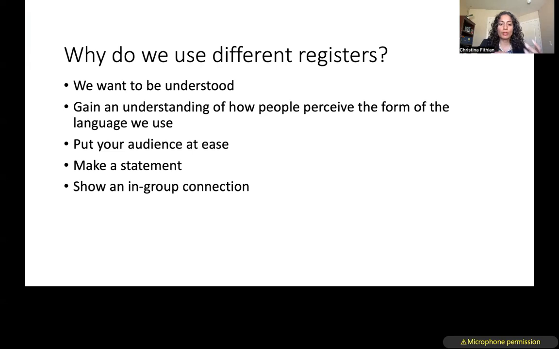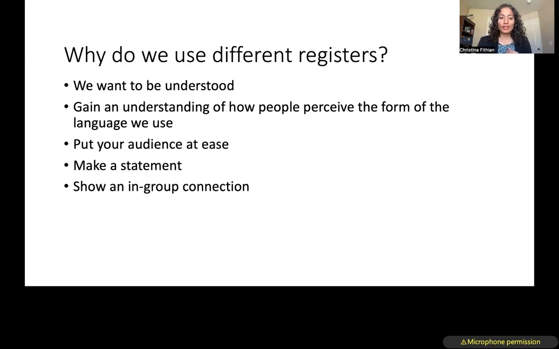We also use different registers to gain an understanding of how people form or perceive the form of the language that we use. Let's say, for example, I walk into an overtly formal register setting, and I decide I want to use the informal register. Now, we're going to see if that makes people kind of bristle, and maybe they're a little bit uptight, and they think, oh, gosh, she shouldn't be using that informal register. That seems a little weird. Or maybe everybody relaxes and they're like, oh, okay, good. Now I can talk the way I want to talk instead. So, we want to know how people perceive the form of the language that we use.